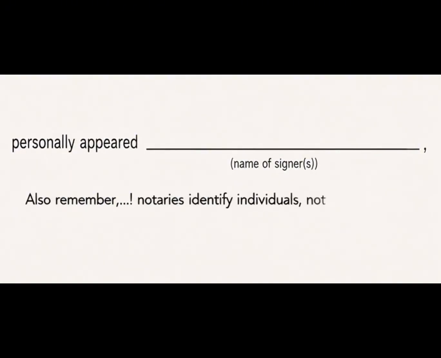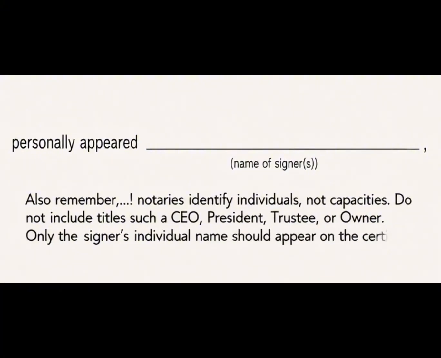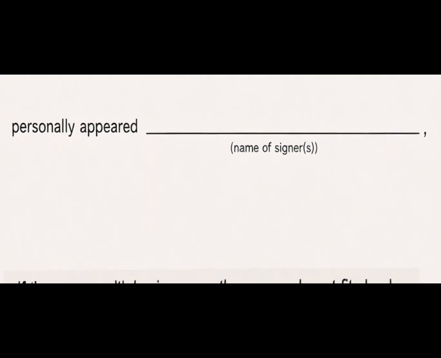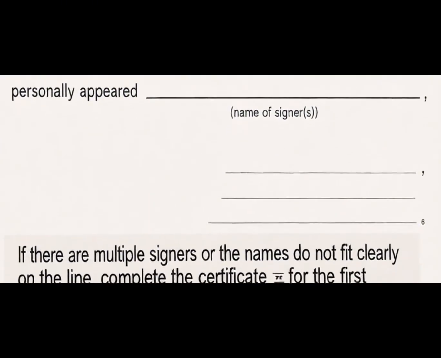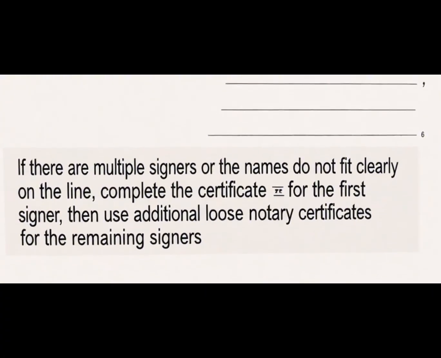Also remember, notaries identify individuals, not capacities. Do not include titles such as CEO, president, trustee, or owner. Only the signer's individual name should appear on the certificate. If there are multiple signers or the names do not fit clearly on the line, complete the certificate for the first signer, then use additional loose notary certificates for the remaining signers.